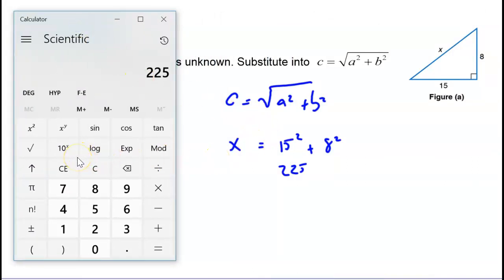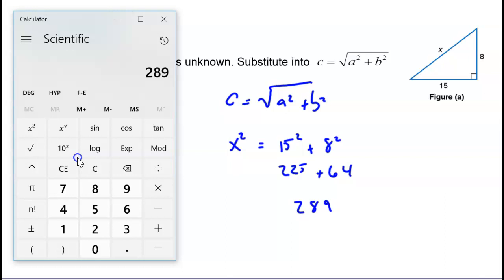And 8 squared is 64. And 225 and 64 is 289.